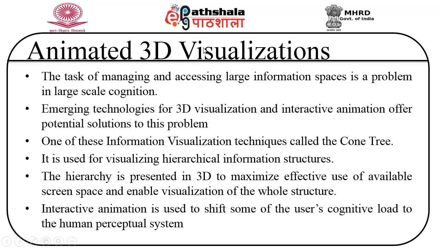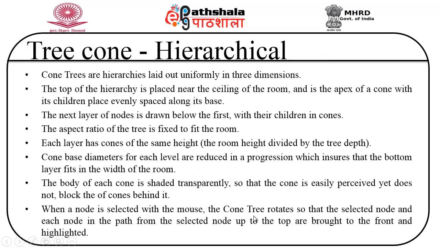Next comes the animated 3D visualization. The task of managing and accessing large information spaces is a problem in large-scale cognition. The emerging technologies for 3D visualization and interactive animation offer potential solutions to this problem. One of these information visualization techniques is called a cone tree. It is used for visualizing hierarchical information structure. The hierarchy is presented in 3D to maximize effective use of available screen space and enable visualization of the whole structure. Interactive animation is used to shift some of the user's cognitive load to the human perceptual system.